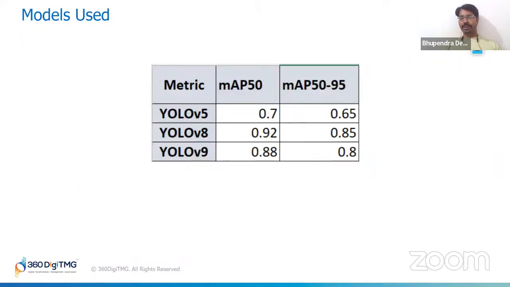And the MAP talked about. So please walk us through this, Dev. So basically, we had trained it on these various versions of YOLO, and these are the three in which we got good MAP values.